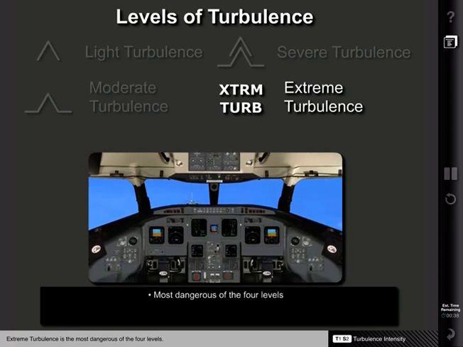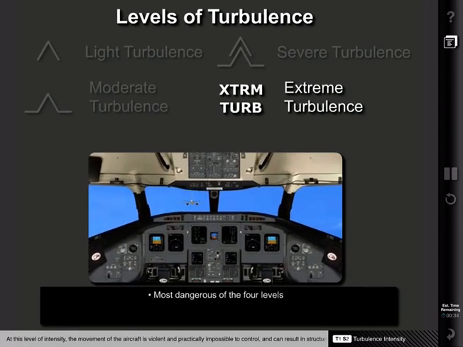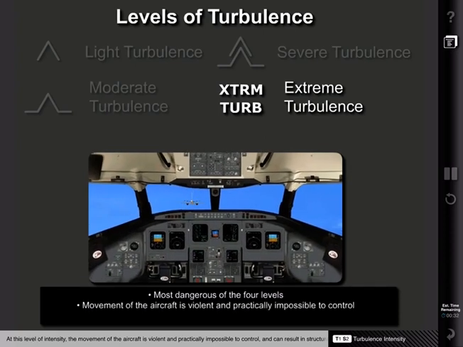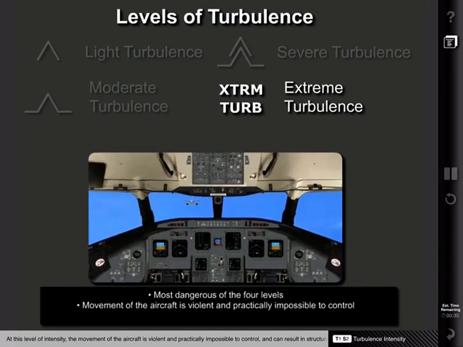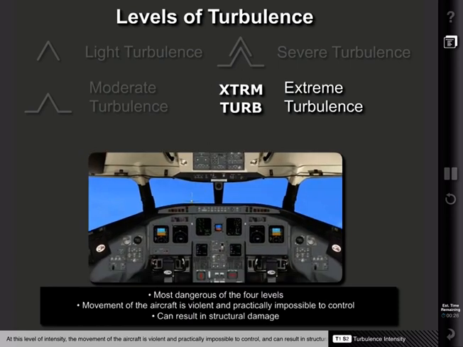Extreme turbulence is the most dangerous of the 4 levels. At this level of intensity, the movement of the aircraft is violent and practically impossible to control, and can result in structural damage.